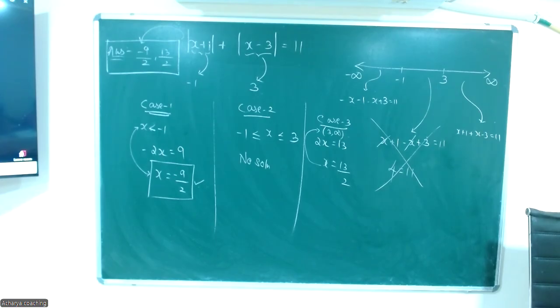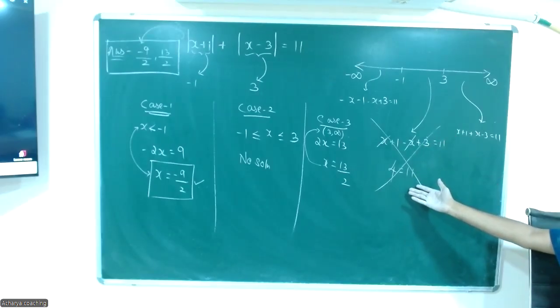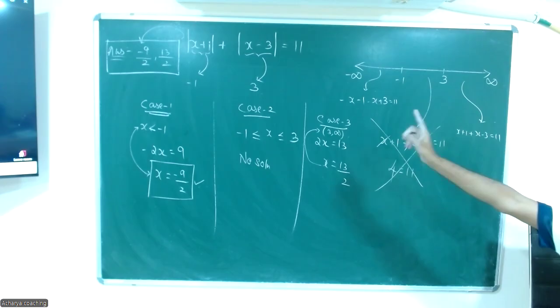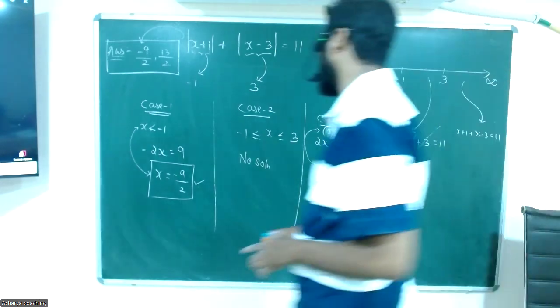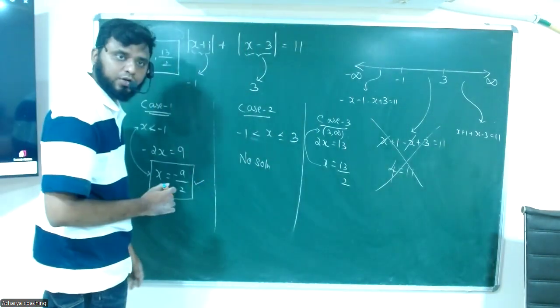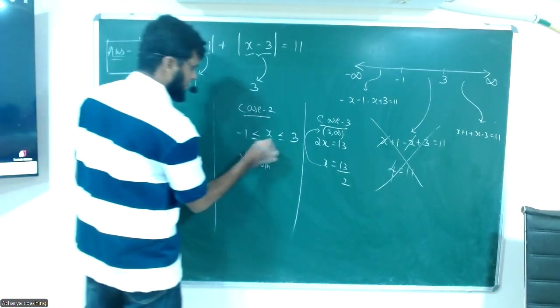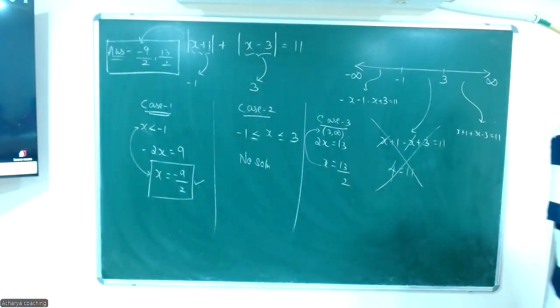Any doubt? In case 2 we got 4 equal to 11. Whatever value of x I substitute, it won't happen for sure. Sir, end point is there, right? You can include it in case 1 or case 2. Like I explained in the last question, if you have not included minus 1 here, you can include minus 1 here. Okay. Any doubt in this?